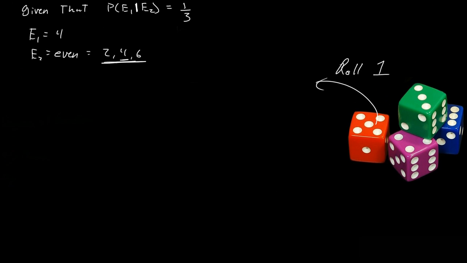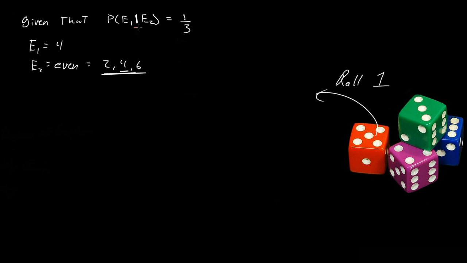So all this little line means is "given that". So if we were asked what's the probability of getting a 4 given that it was an even, we say it's 1/3.